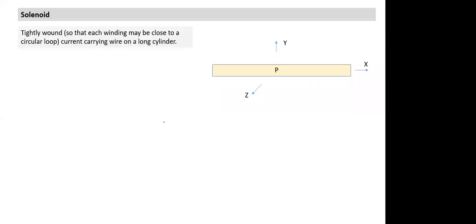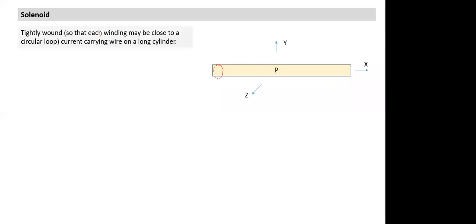I have written already. See, if it is tightly wound, it means the point where I finish a circle is almost close to the starting point. They are close to each other. If it is tightly wound, each winding will be close to a circle. If it is not tightly wound, it will be like a spiral. You can think of a spiral something like a spring.